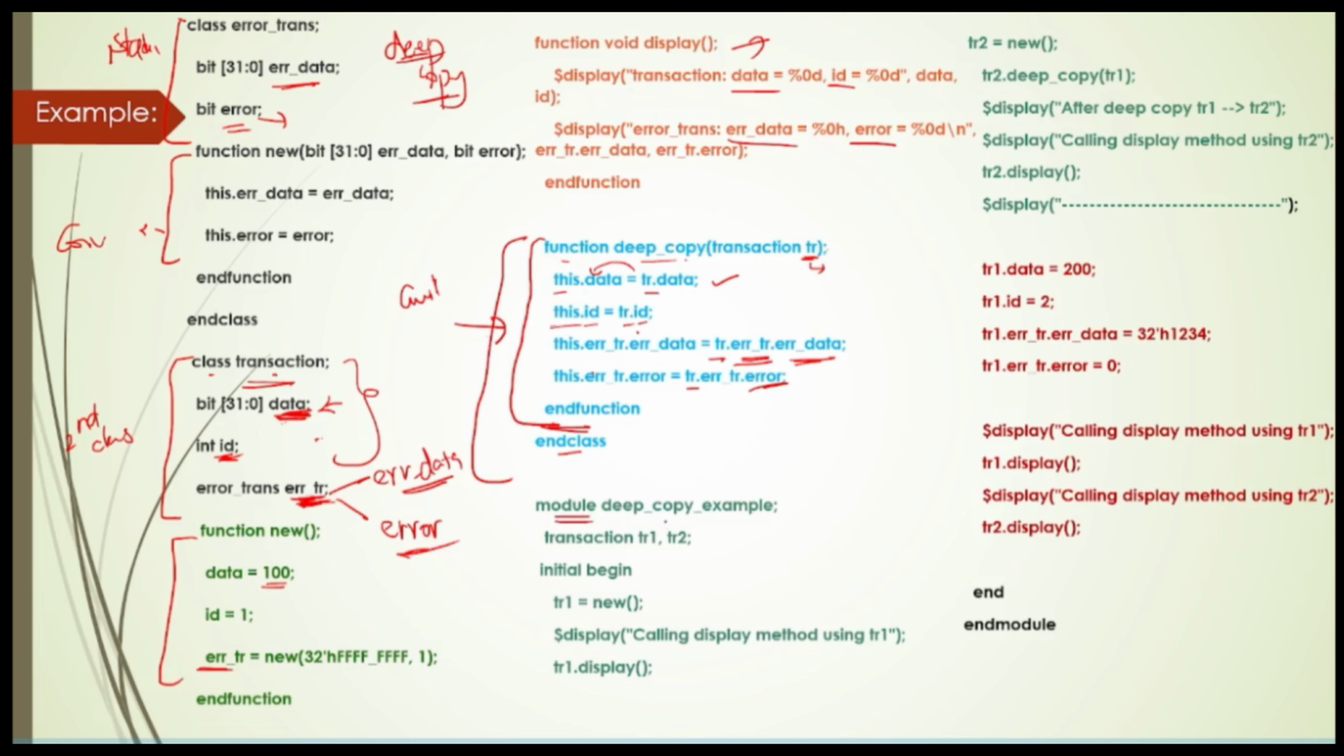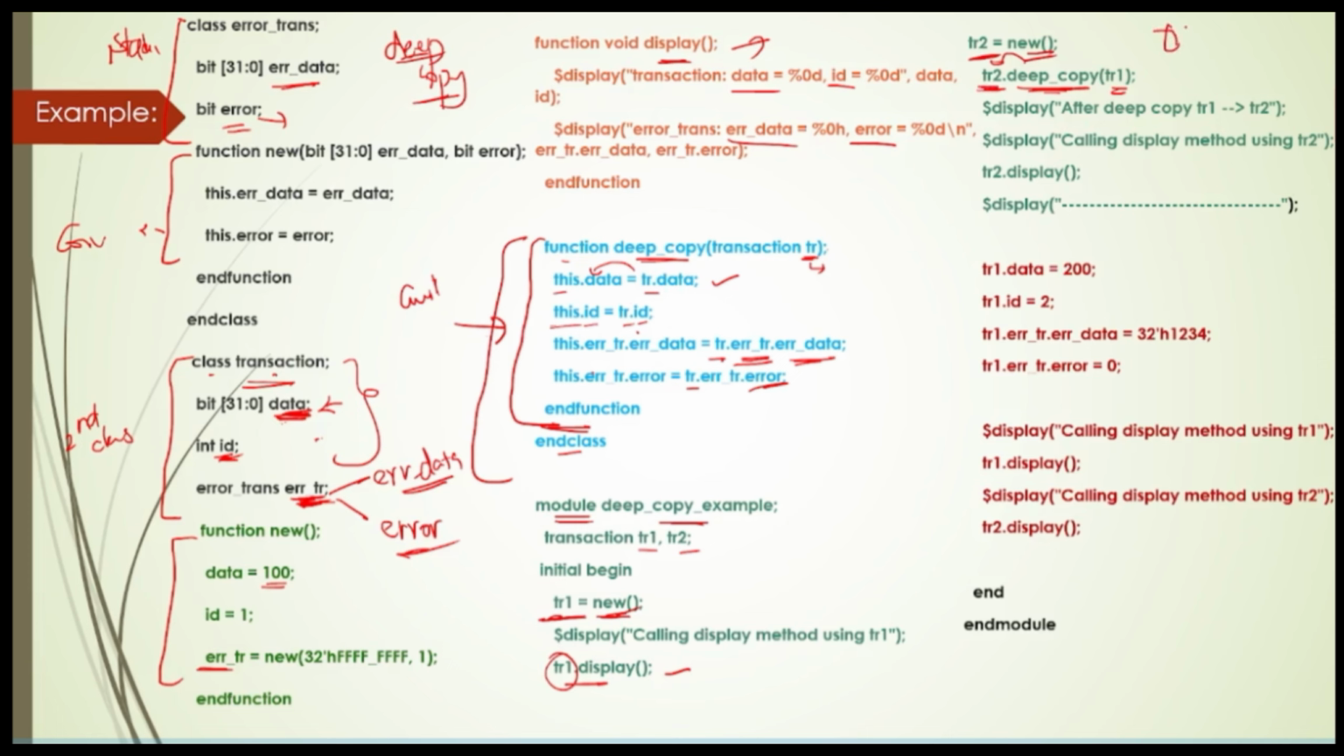Right, now this is the extra addition that is added for deep copy. Okay, again the same thing. Within the module I am taking two handles. For the first handle I have created a new and I am calling tr1.display, that means I am displaying everything with the tr1 handle. Now I have created new for tr2 also. Then whatever is there in tr1, I am copying everything to tr2 by calling the deep copy method. As soon as I call the deep copy method with the tr2 handle, whatever is there in tr1 is copied to the tr2 handle.